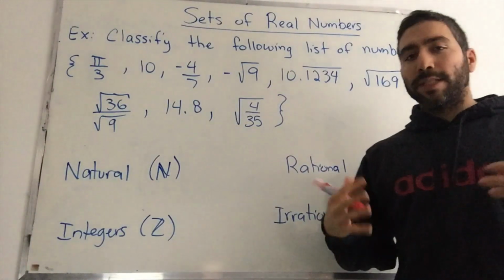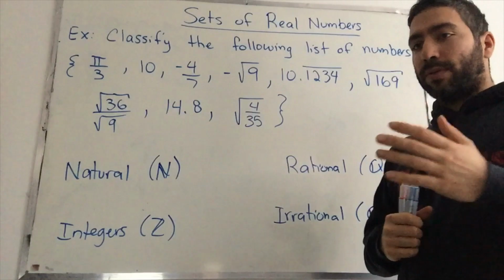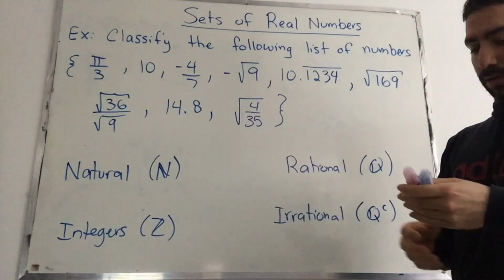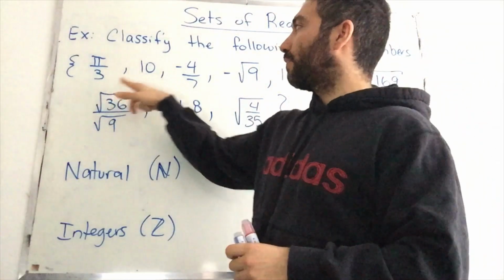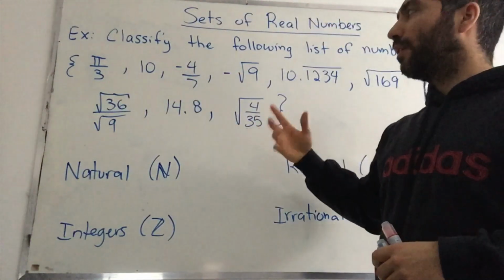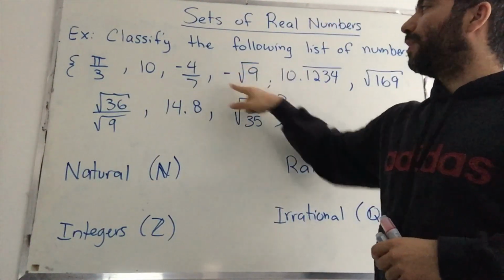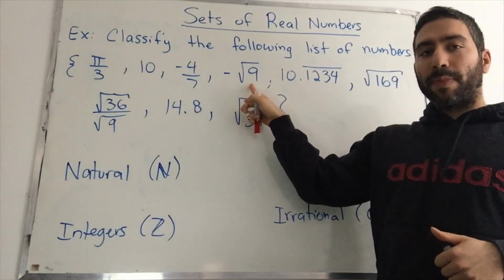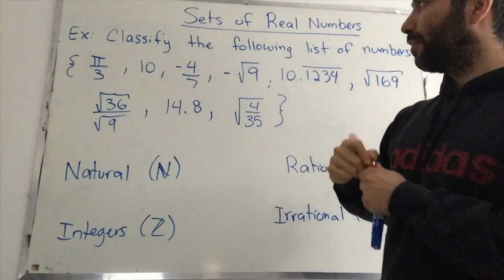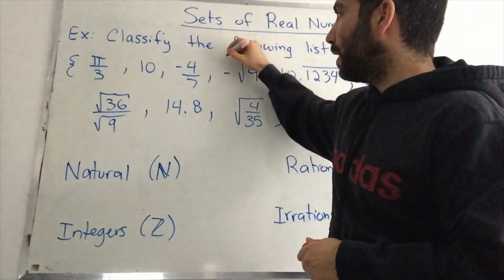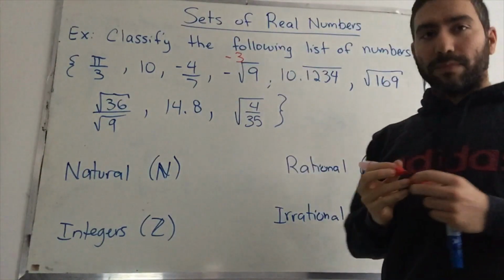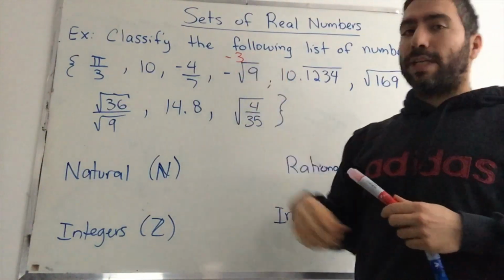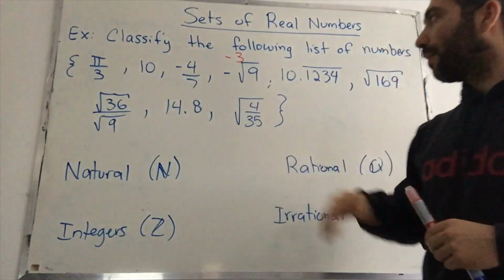The best advice I could give you is to always simplify before you start classifying your numbers. So here pi over 3 is fine, 10 is fine, negative 4 over 7, that's fine as well. But maybe this one over here, negative square root of 9. What's the square root of 9? Use your calculator and simplify. Really, this is the same thing as just saying negative 3. So instead of thinking of it as negative square root of 9, this is really just negative 3, and then it's easier to classify it.